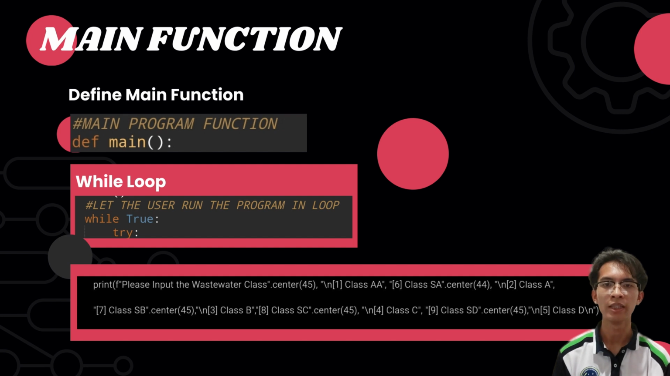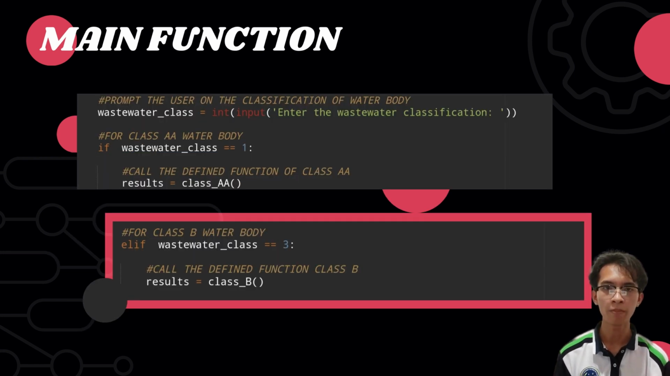The program then displays a list of wastewater classifications from Class AA to Class SD using formatted print statements and the .center function to neatly align the options on the screen. The user is prompted to enter a classification number. The input is converted into an integer using the int function.